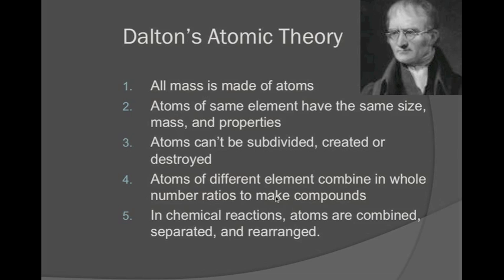And lastly, in chemical reactions, atoms are combined, separated, and rearranged. Now, he was right on a lot of things, but he was off on a few. We see that first, that atoms of the same element have the same size, mass, and properties, and we see that's not true when we look at isotopes. And we also see that atoms cannot be subdivided, created, or destroyed, and we know that they can be subdivided into protons, neutrons, and electrons. But the reason why we learned Dalton's atomic theory is because it was original, it was the first of its time, and it was revolutionary.